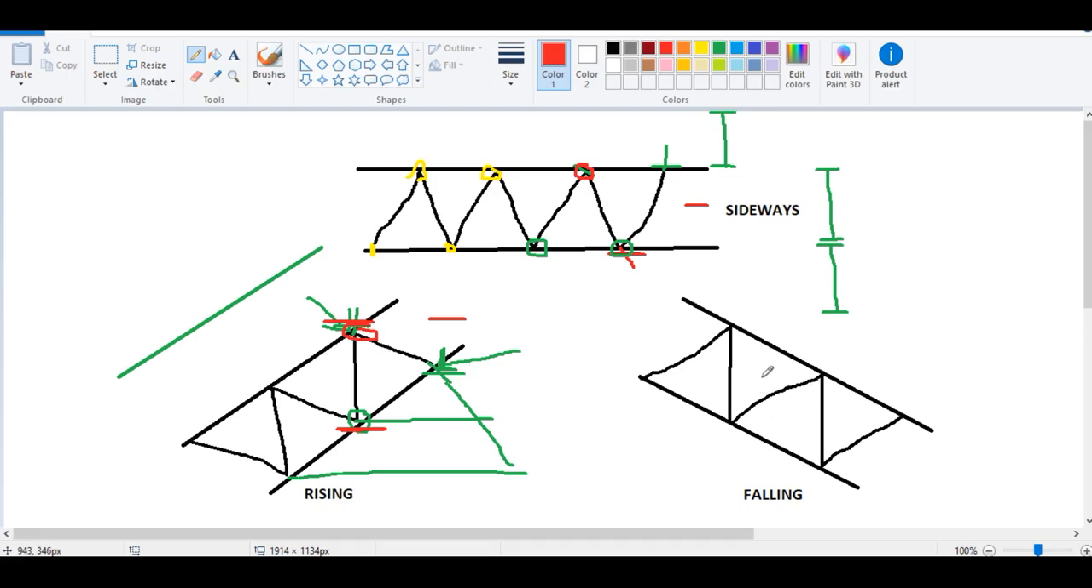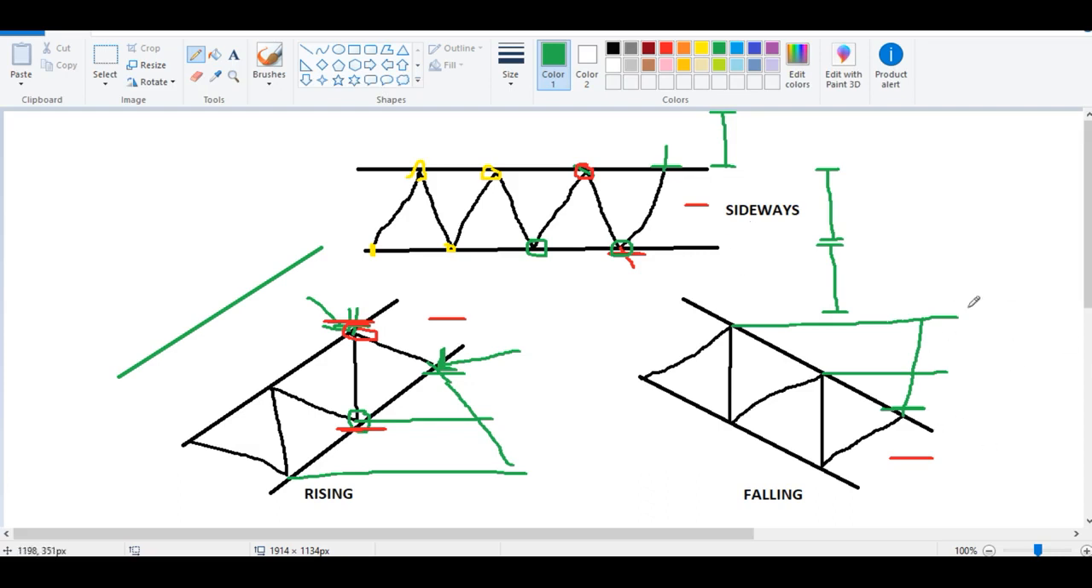Now let's come to the falling channel. If we're looking at the breakouts, then I will enter long if it breaks out towards the upside. Stop loss can be midpoint, and my targets will be first swing high and second swing high here.